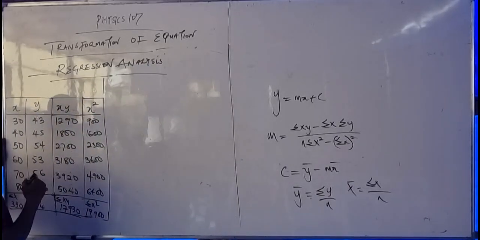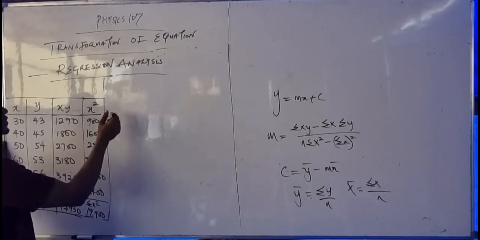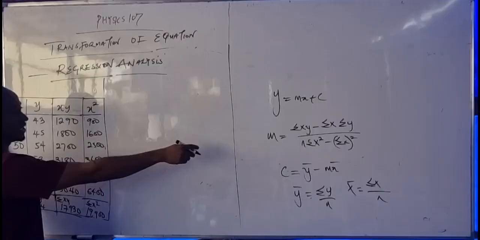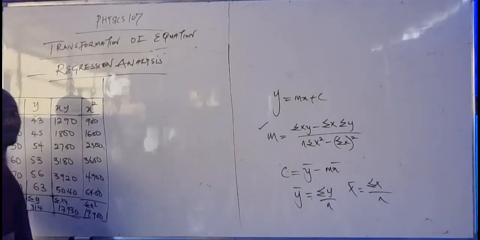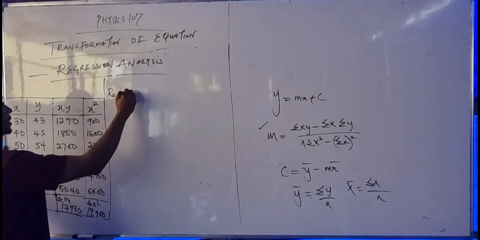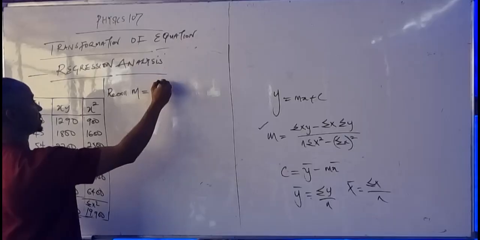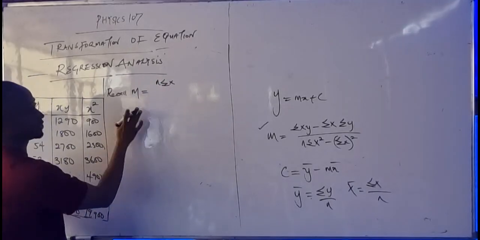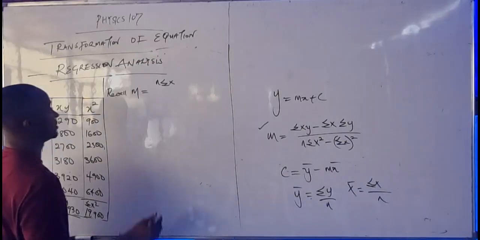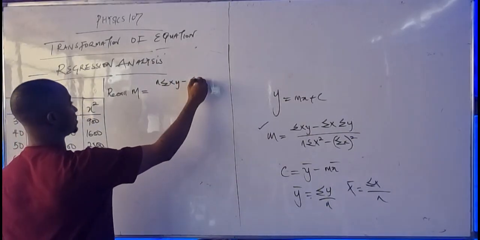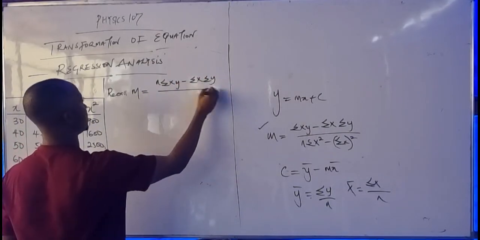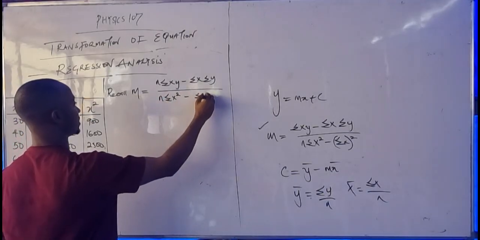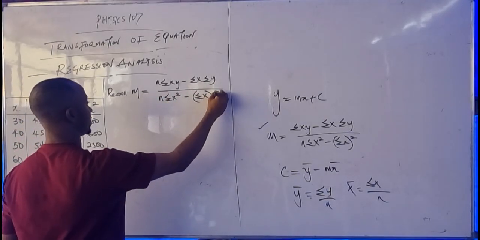Now, let's go. So what do we do? We have to find the line of best fit, right? Good. That means I have to find the value of my slope first. Recall that slope is given as n times the sum of xy minus the sum of x times the sum of y, over n times the sum of x squared minus the sum of x all squared.